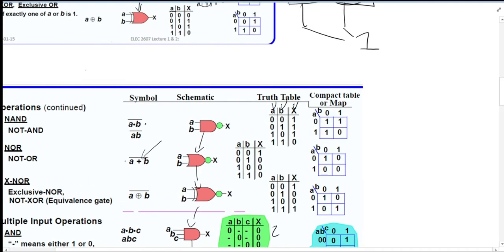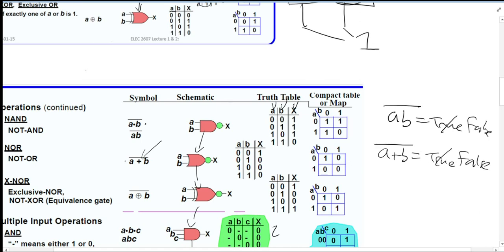NOT AND, you have to be careful where you have to do the AND part first and then the NOT part. And this goes for the same as NOR and XNOR. So, if A and B is true, that would be false. And then if A OR B was true, that would be false. And if A XOR B was true, that would be false.